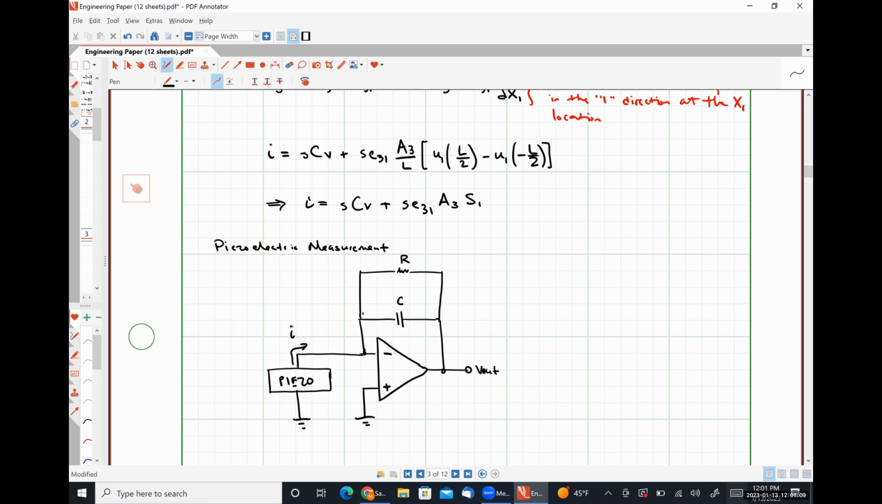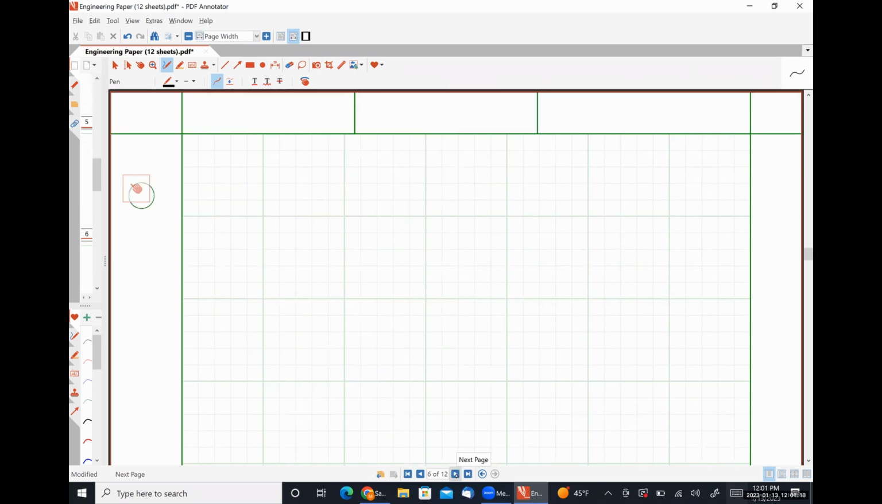So, a 2-minute crash course in op amps. Let me go a couple of pages ahead here real quick. All right. So this thing right here is an op amp. This is the non-inverting input terminal. This is the inverting input terminal. And this is the output terminal.